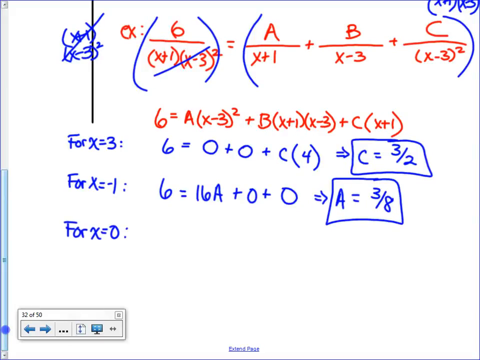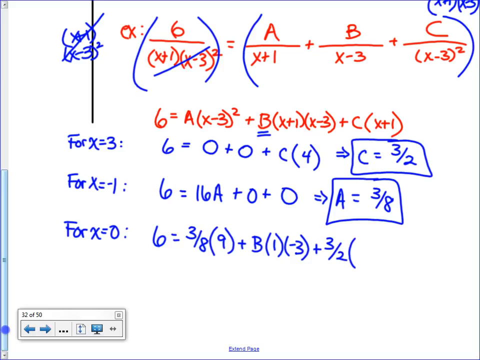Alright, I have 6. Now, I'm going to have to get rid of all my variables except for the one I need, which is b, right? So I know a. 3/8 times 0 minus 3 squared is 9. See how it's going to be a mess? Plus b times 0 plus 1, 0 minus 3, plus c times 0 plus 1. Now guys, as you can tell, the system would have been bad too, right? You still would have gotten fractions. It's not like our answers are wrong.